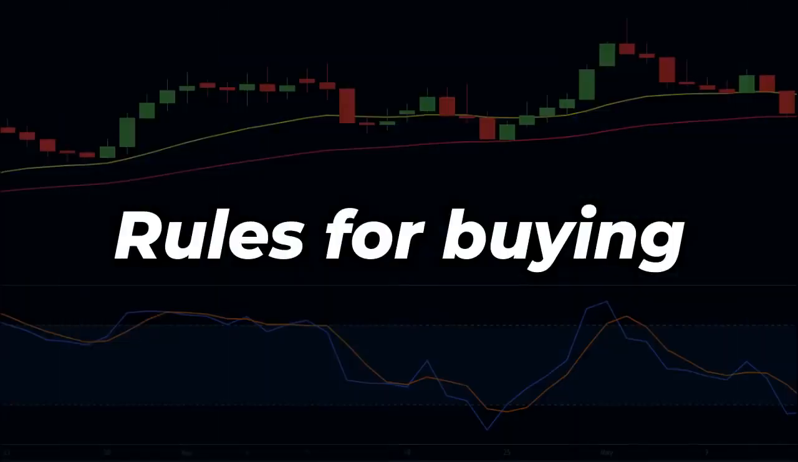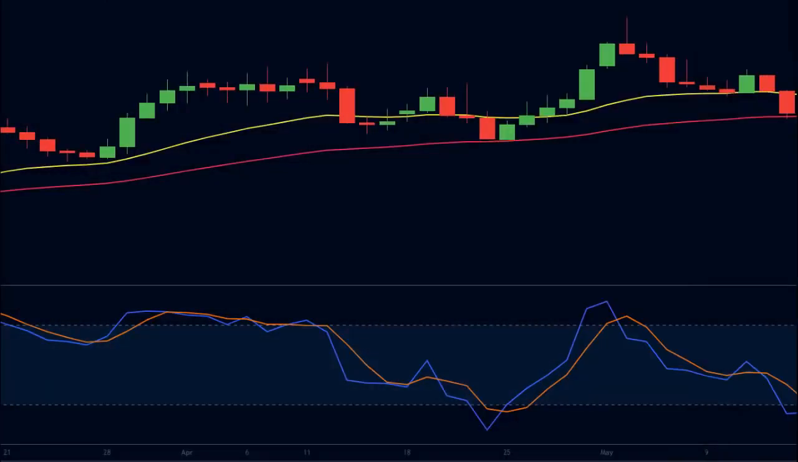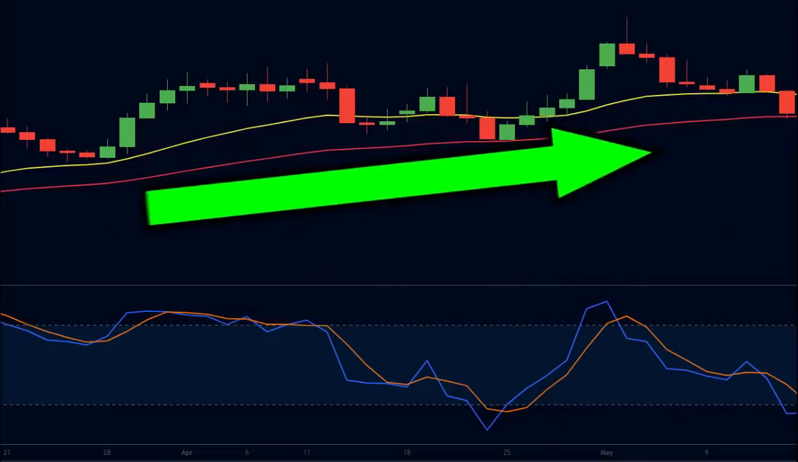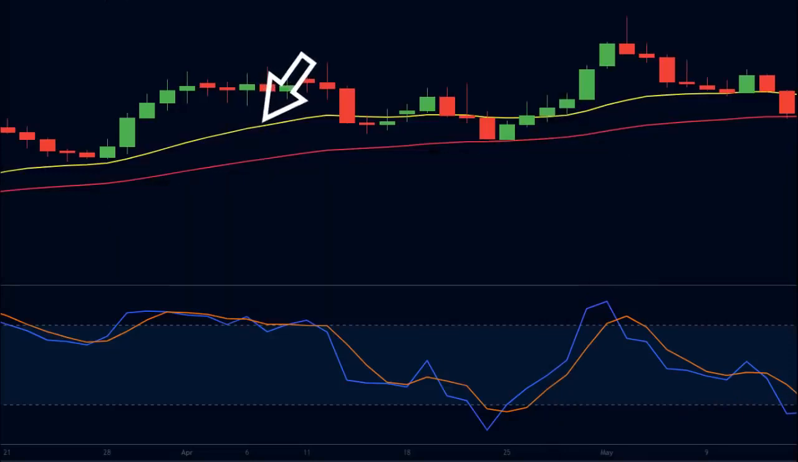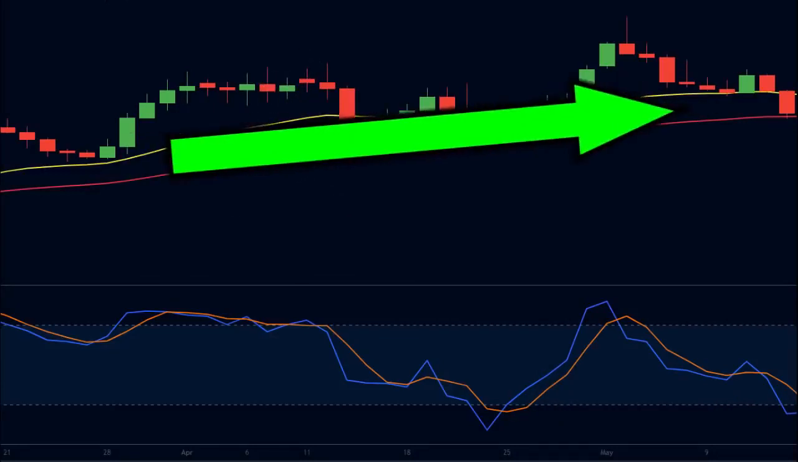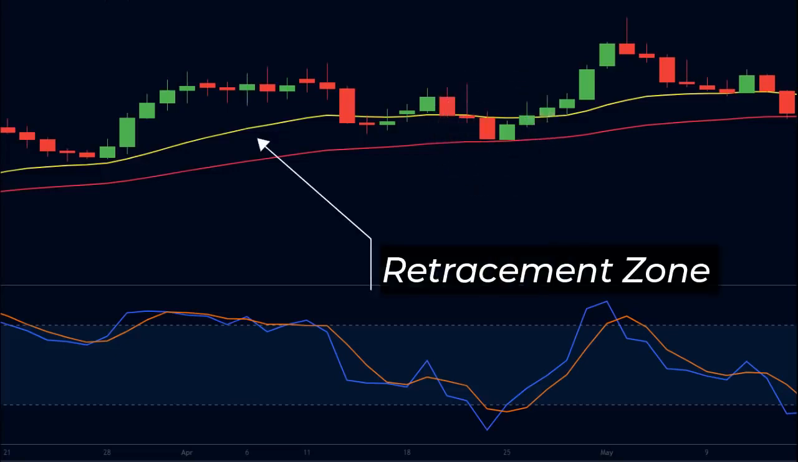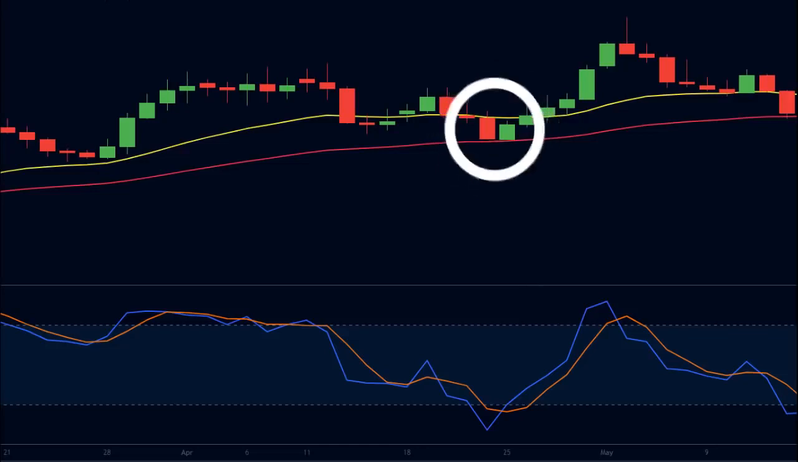First up, we have the rules for buying. For a buy setup, we want to see the price in an uptrend. In an uptrend, we want the 21 EMA to be above the 50 EMA, and we want both the EMAs to be sloped upwards. Then we wait for the price to pull back to the area between the 21 EMA and 50 EMA. We will call this the retracement zone. Once the price reaches this zone, we want the stochastic to be oversold at the same time.